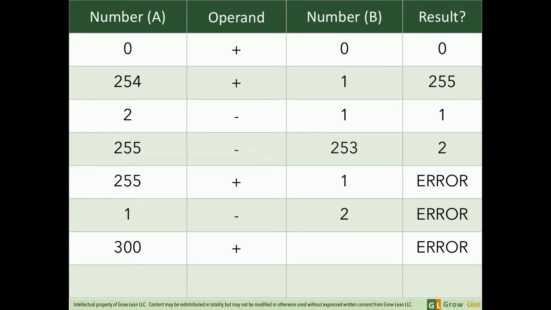255 plus 1, that would definitely be out of bounds. 1 minus 2 error, and 300 plus, that would also be error. Pretty much the same set of tests that you came up with, right? Slightly different numbers, but same basic test.